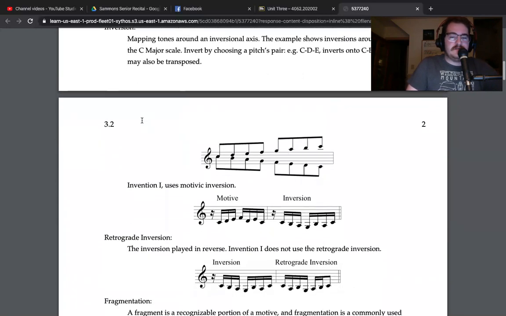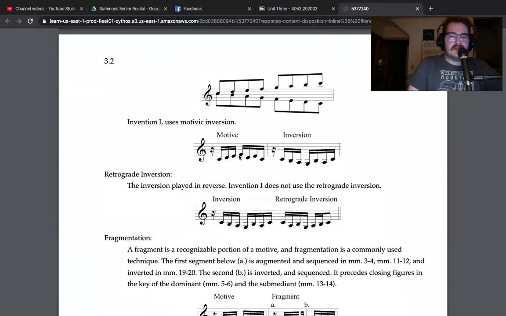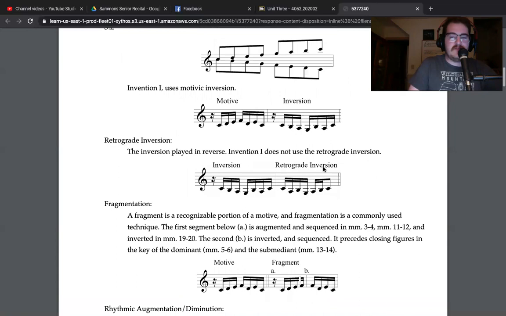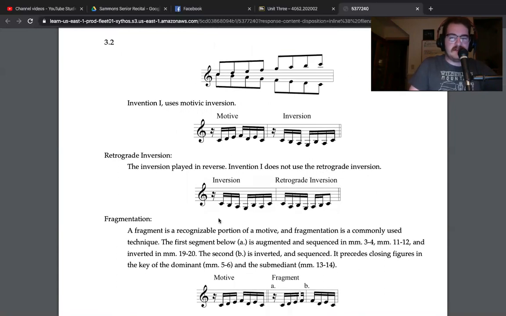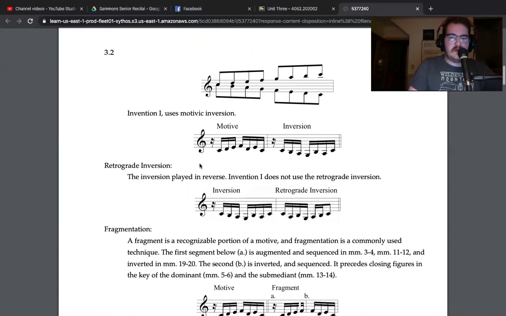Inversion: note goes up, inversion, note goes down. Retrograde inversion is the backwards of the inversion, or if you want to look at the original motive, it's the motive going backwards, but note goes up, backwards, note goes down. That's it.